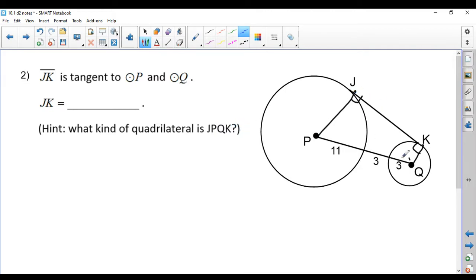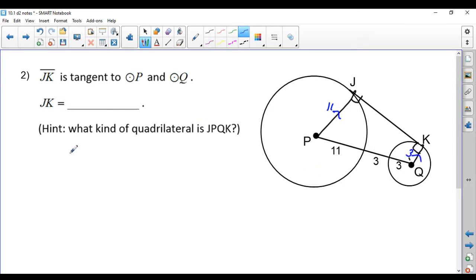In JPQK, we see the two right angles, which means two lines that are perpendicular to the same line have to be parallel to each other. This is a quadrilateral that has two sides that are parallel. In other words, it's a trapezoid. We also know some lengths here. P to the edge of the circle here is 11. That's the radius of circle P, which means that this segment over here is also 11. Q to the edge of the circle is 3, so the radius here is also 3.